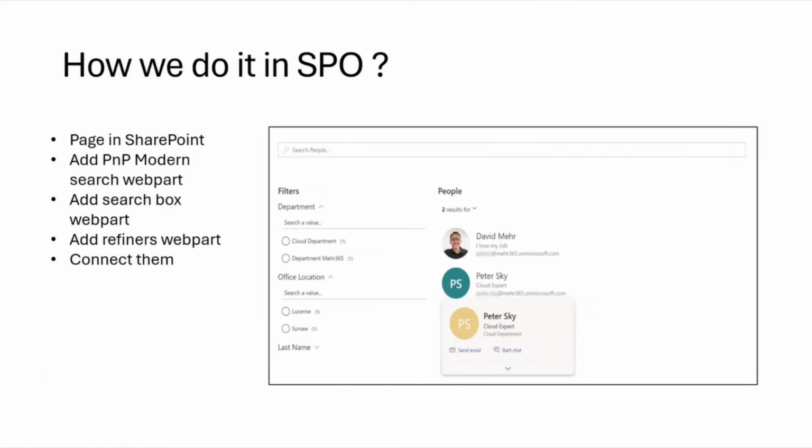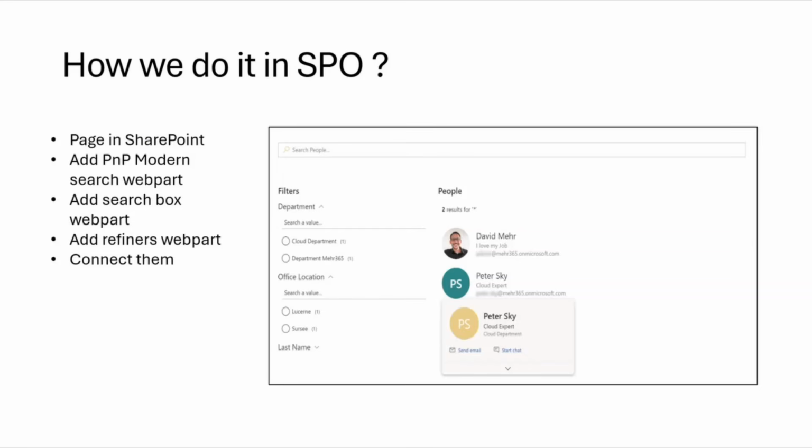The topic is the AI-powered People Finder. How we usually do it in SharePoint Online is we create a page in SharePoint. We usually use the PnP Modern Search web part or our own custom web part. We upload that to the app catalog and add the web parts onto the page. For example, this is a screenshot from the PnP Modern Search web part that I took.